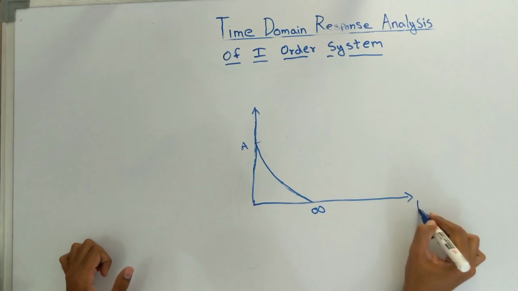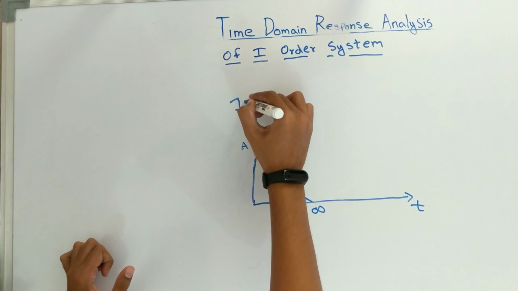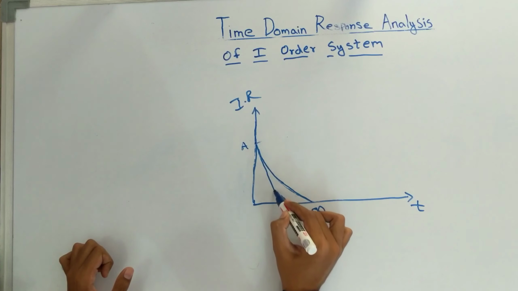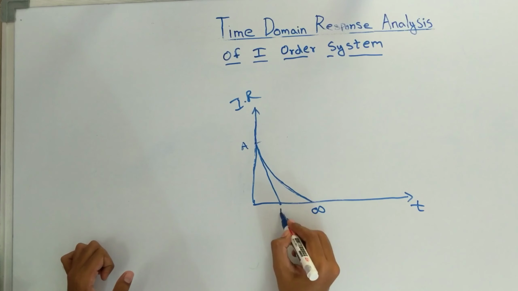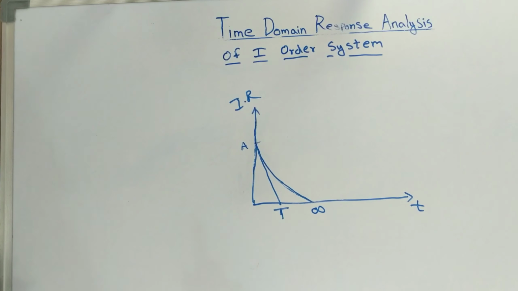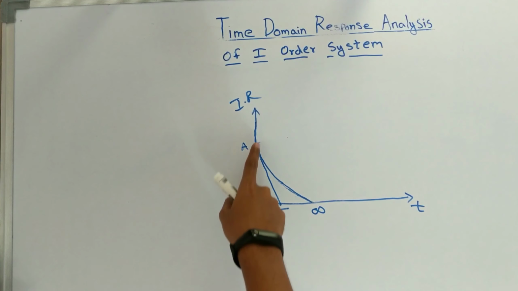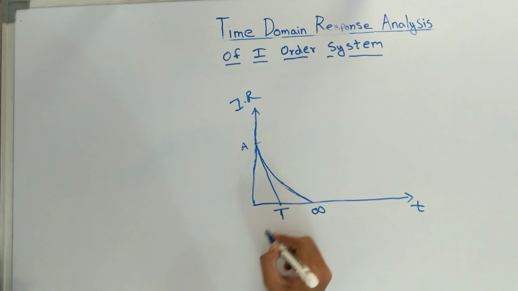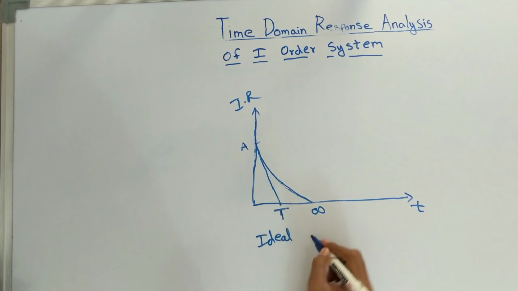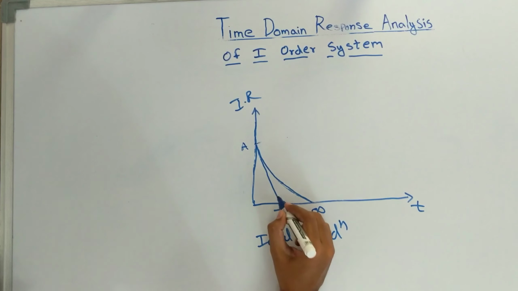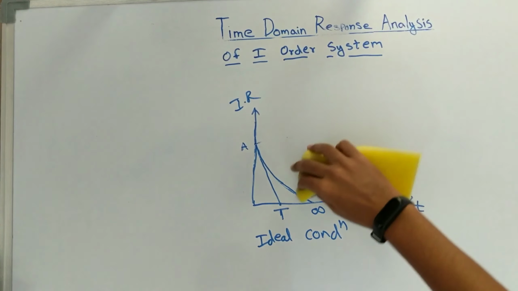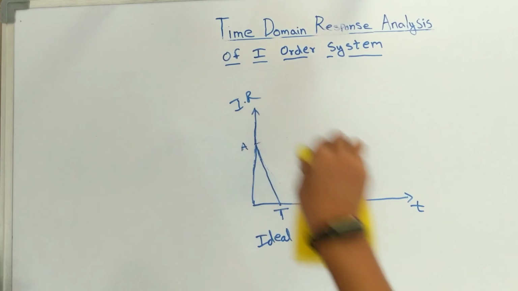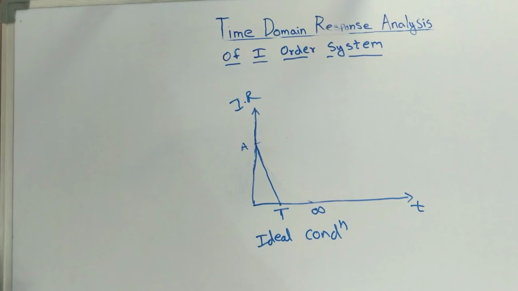Now, if we draw a tangent to this graph, this tangent represents that energy is being decayed with the initial speed. Transients will be decayed in one time constant. This tangent is what we consider as the ideal condition. This is what we want. But practically, it is not happening. So, this is what we considered ideally.